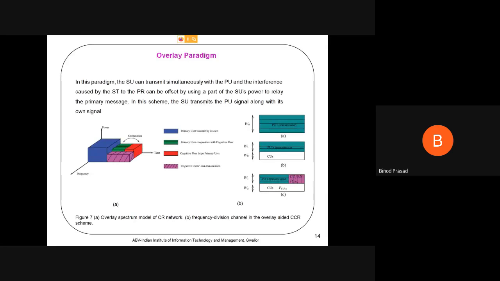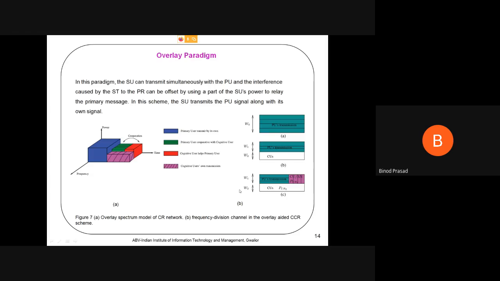During that time when it is working as a relay, the other CR will use the whole time period T with a different power, P of CR2. That means, as we said, the CR has a total power of P, a combination of P of CR1 plus P of CR2. So P of CR1 is used for relay purposes, and P of CR2 will be used for the cognitive user communication among themselves. With those powers, it will transmit during the whole time.